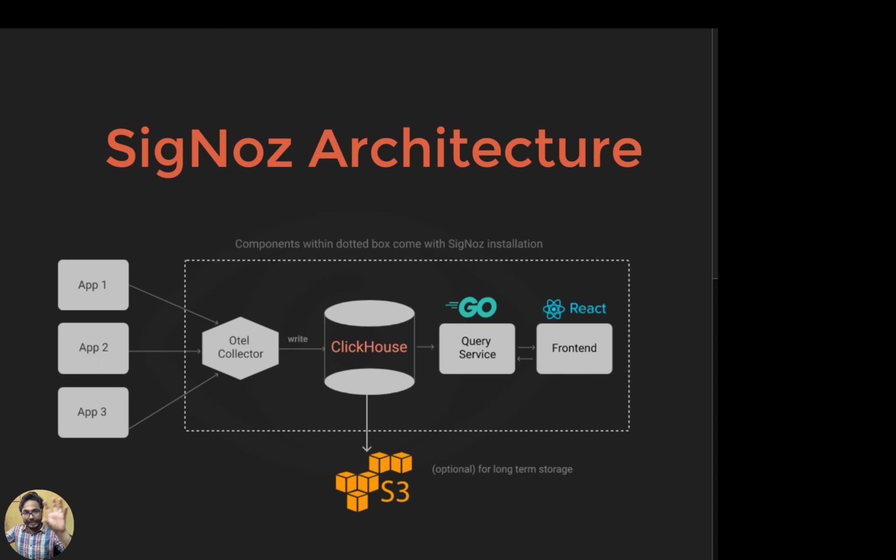SigNoz basically includes these modules: OpenTelemetry collector, which collects the telemetry data of your services and applications. ClickHouse, previously it was based on Apache Kafka, which is now being replaced with ClickHouse, which is again an open source high performance OLAP database management system. Query service, the interface between front end and ClickHouse, built on top of Go, and front end for user interface, which is built on React and TypeScript.